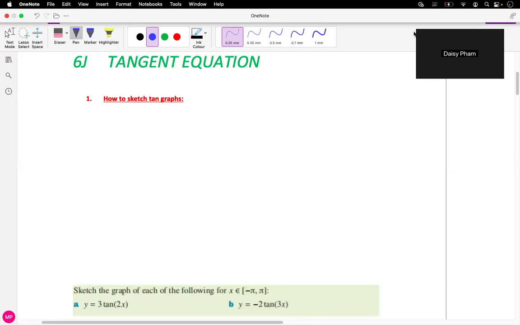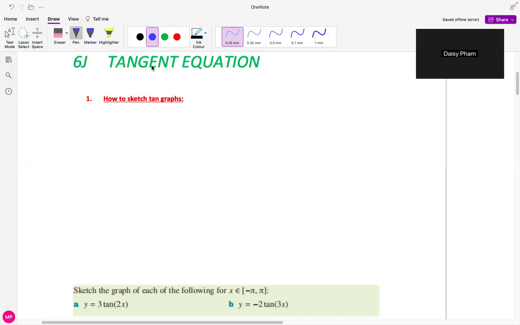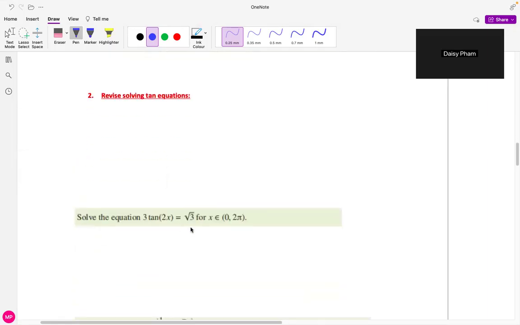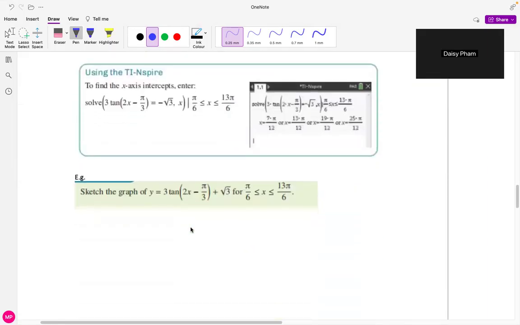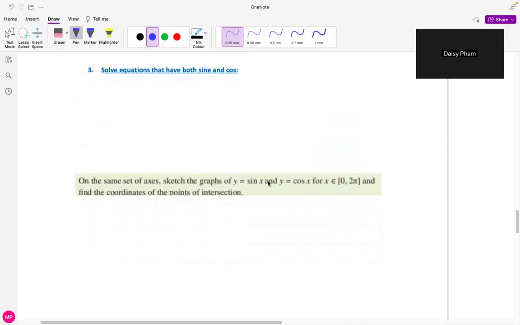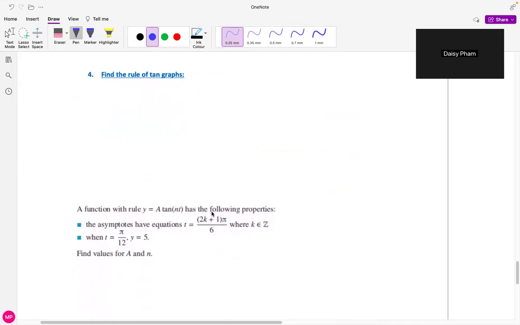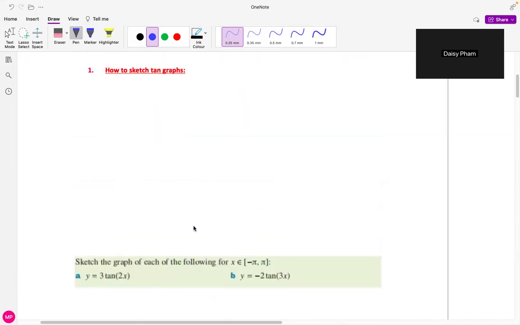So in this video, we're going to talk about how to sketch tangent graphs, and also we're going to cover solving tan equations as well as solving equations that have sine and cos. And finally, we're going to talk about how to find the rule of the tan graph as well. All right, let's get started.